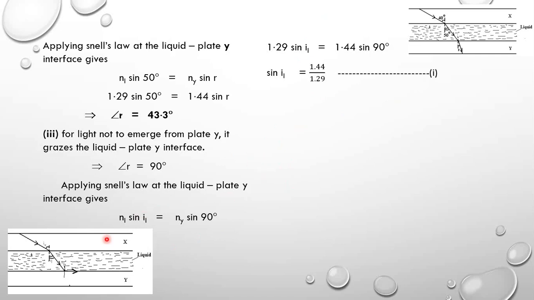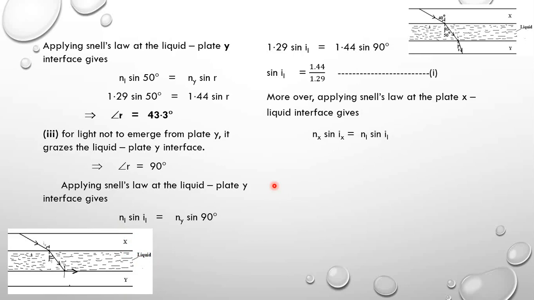Then also we shall apply Snell's law at the interface between X and the liquid. So applying Snell's law there, we shall have Nx sine Ix is equal to Nl sine IL. You always apply Snell's law at the boundary where refraction takes place. So we shall substitute for Nx with 1.54, and then Nl is 1.29. Then we shall get this.